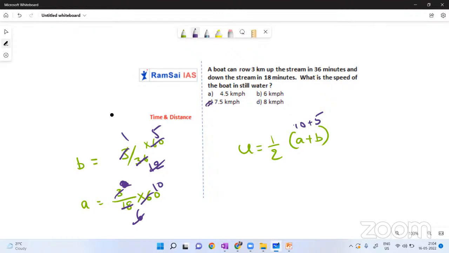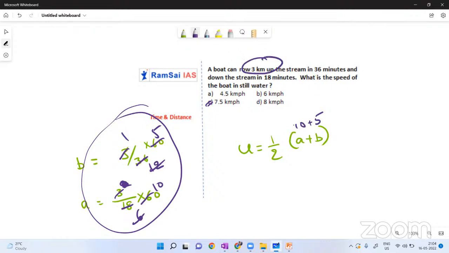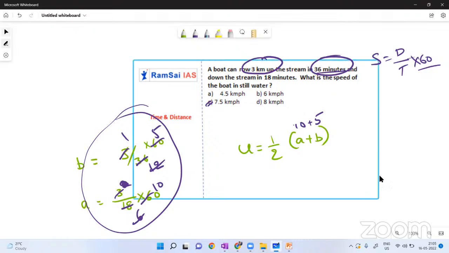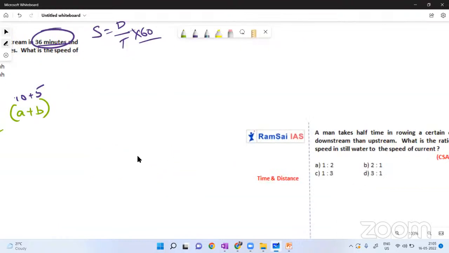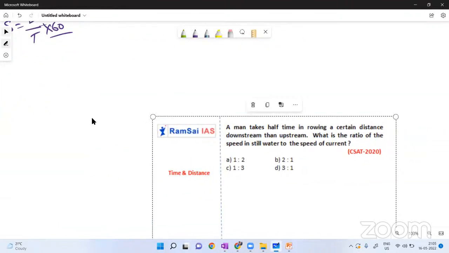So you should understand this point. We are just converting kilometer and time into speed. Speed equal to distance by time. And why I multiplied with 60? Just to convert it into hour. So 36 minutes, I'm just converting into hours by multiplying with 60. So this is as simple it is. And the next problem with this, we are going to wind up today's session.